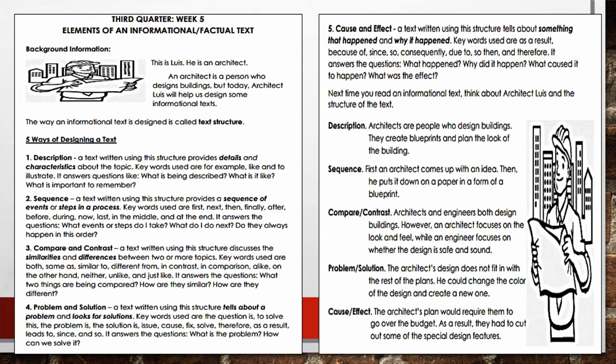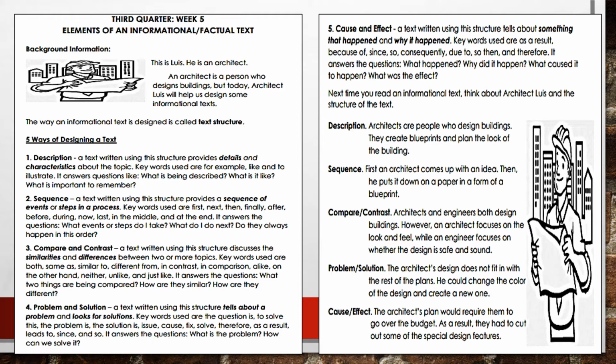Next is compare and contrast. Architects and engineers are both designing buildings. However, an architect focuses on the look and feel, while the engineer focuses on whether the design is safe and sound. Problem and solution. The architect's design does not fit in with the rest of the plans. He could change the color of the design and create a new one. So there is also a problem and solution in every designing of a text.